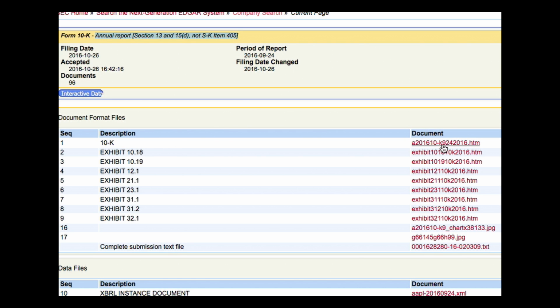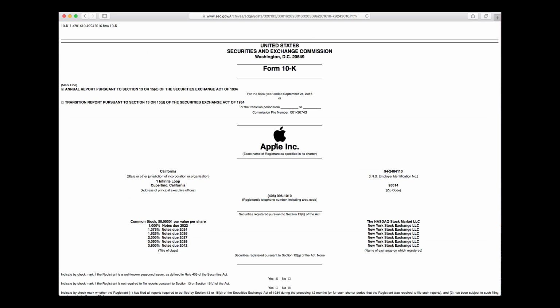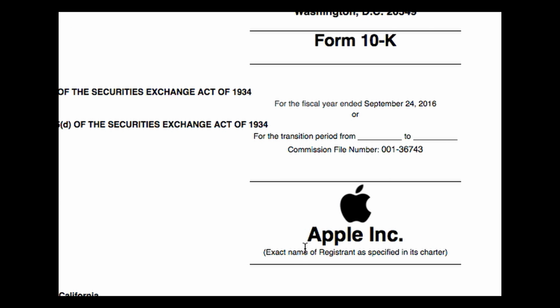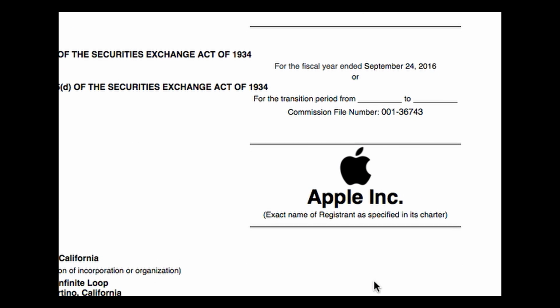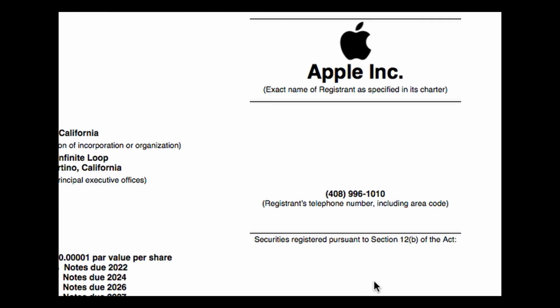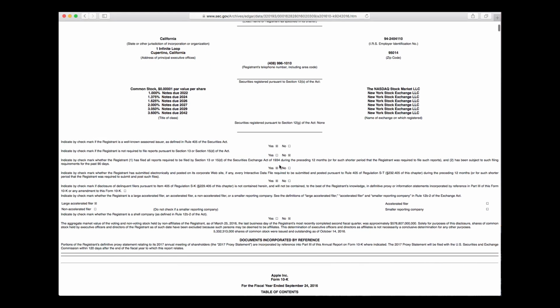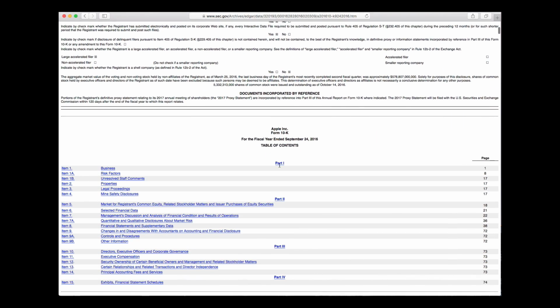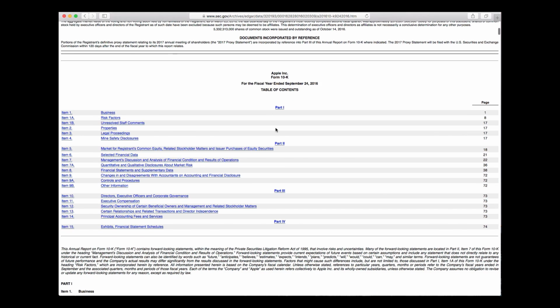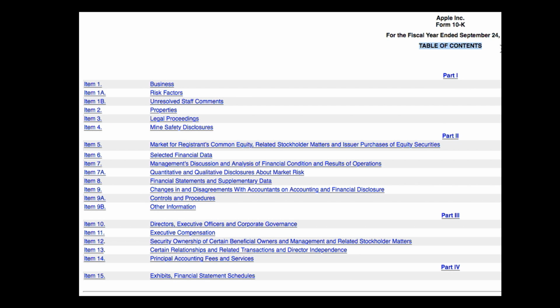So we click on the link next to the 10-K and it actually brings up the whole form. Here we can see it, and on that front page we can see notes that are due. As we go down, there are different questions that they've answered. We get to the table of contents. So we're interested in the table of contents. We want to see what we have in there.